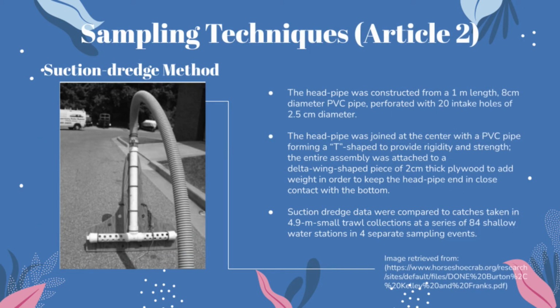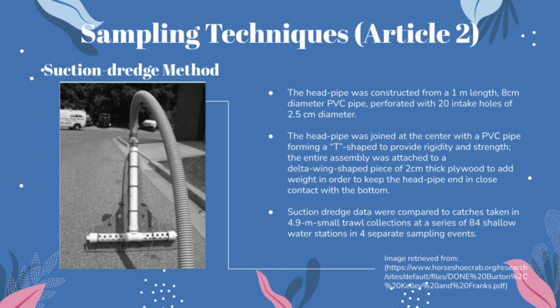There are two techniques that have been used in this sampling, which are the suction dredge method and troll sampling. A suction dredge sampling device was constructed and tested in shallow near-shore habitats in lower Delaware Bay. The head pipe was constructed from a 1 meter length, 8 centimeter diameter PVC pipe perforated with 20 intake holes of 2.5 centimeter diameter. The head pipe was joined at the center with a PVC pipe forming a T-shape to provide rigidity and strength. The entire assembly was attached to a delta wing-shaped piece of 2 cm thick plywood to add weight in order to keep the head pipe end in close contact with the bottom.